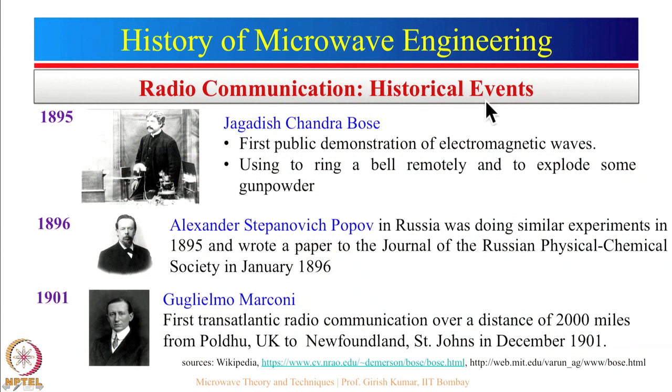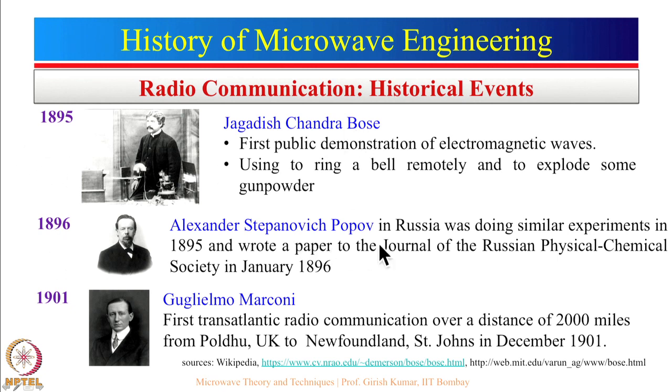So, now let us look at the next part, which is the history of microwave engineering. Here we have divided it into different parts. First we will talk about radio communication, the historical events, and it was Jagdish Chandra Bose who did the first experiment, demonstrated in Calcutta, India, in 1895. He publicly demonstrated electromagnetic waves, and he used them to ring a bell remotely as well as to explode some gunpowder, so that people could understand the different applications.